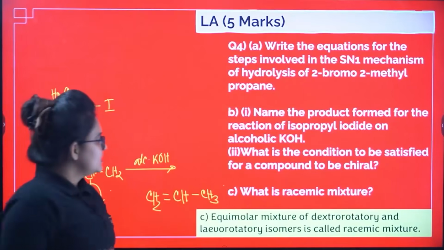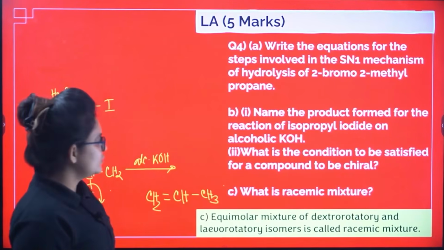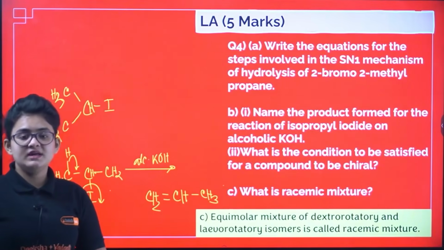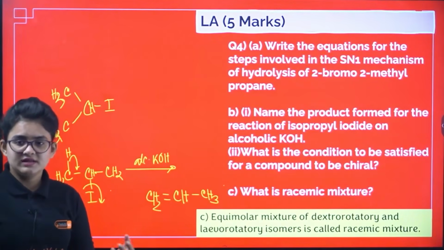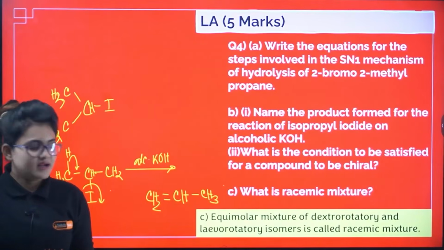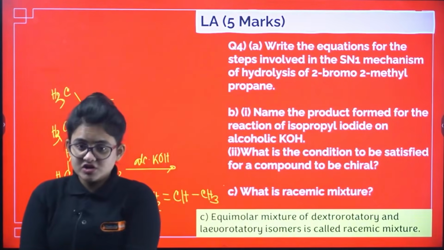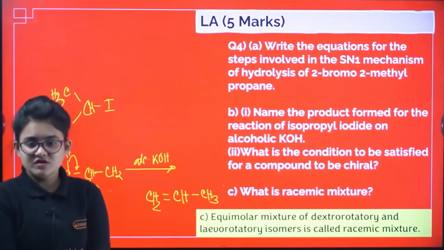Let's proceed. What is the condition to be satisfied for a compound to be chiral? So the condition, I guess you know, there must not be any plane of symmetry, right? So in that case the compound will be chiral. Next, what is a racemic mixture? It is an equimolar mixture of dextrorotatory and levorotatory isomers. If you are having that, then it is called a racemic mixture.